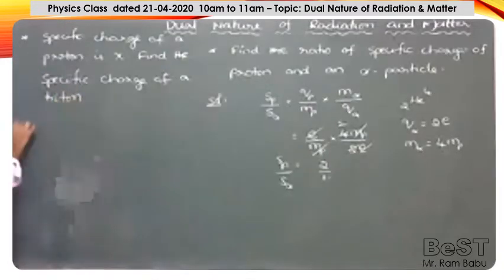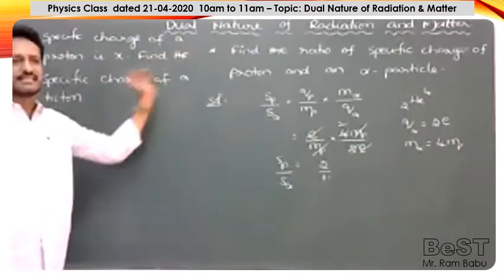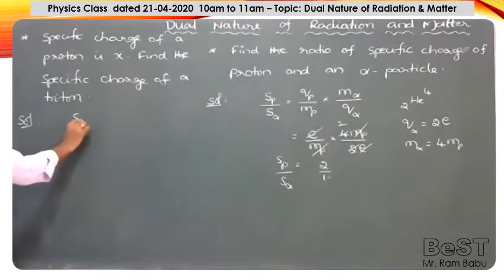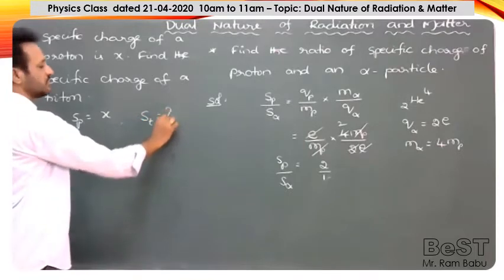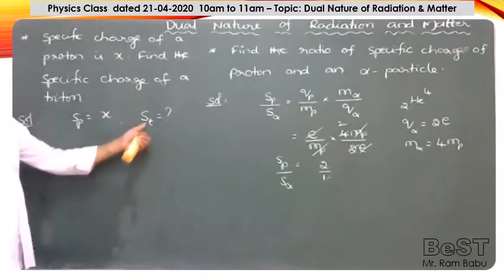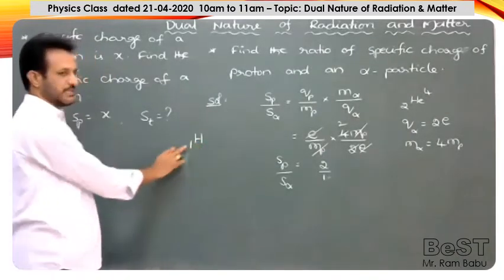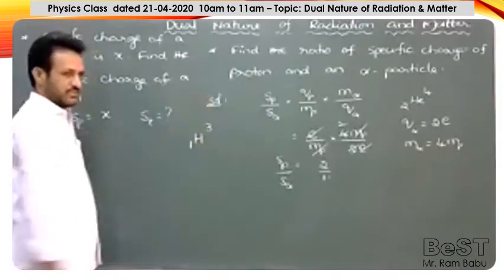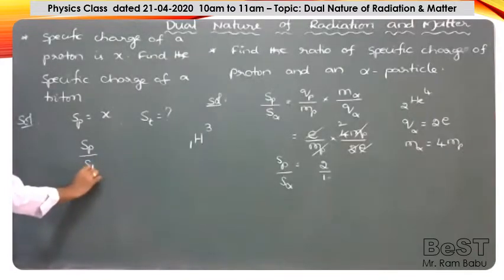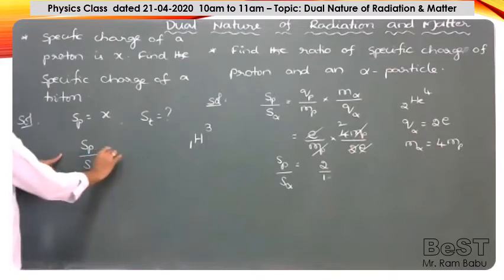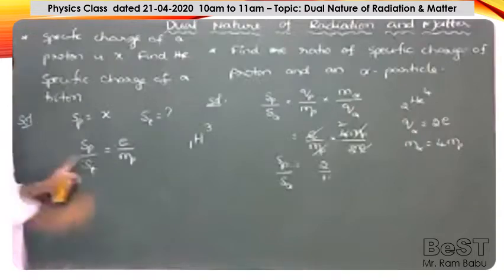So here you have to solve this question. In the given question, the specific charge of the proton is x. So let the specific charge of the proton be equal to x. Then what is the specific charge of the triton? It is the question mark. Here triton is nothing but 1H3. It is an isotope of hydrogen with atomic number 1 and mass number 3. So here you should write the specific charge of the proton by the specific charge of the triton, where the charge of the proton is e divided by the mass of the proton, m, which I am writing as m suffix p.